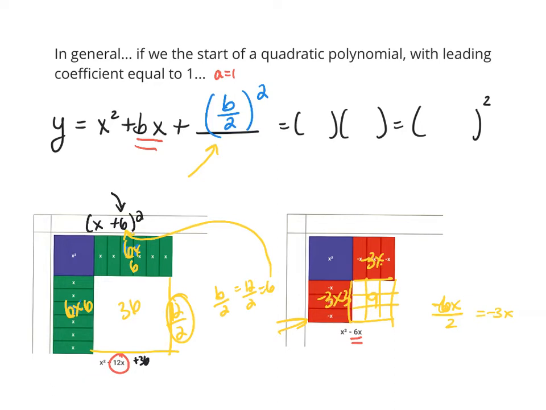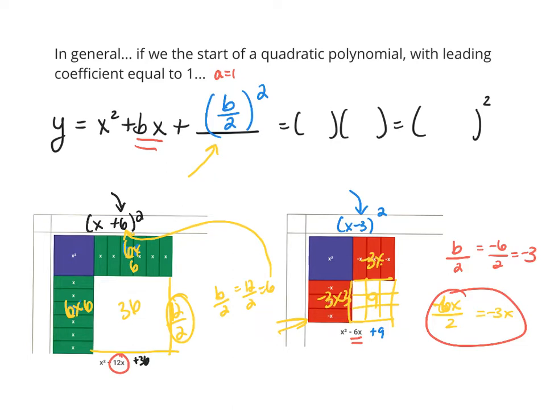Let's look at the next example. This one, after we added positive 9's, we got x minus 3 squared. Now, where did we see the minus 3 come from? Well, same thing. That came from this, where we took our b value, which in this case was negative 6, we divided it by 2, and that gave us the number negative 3.